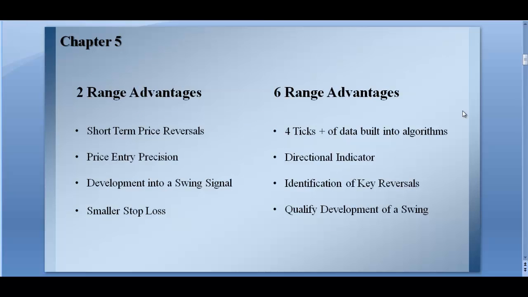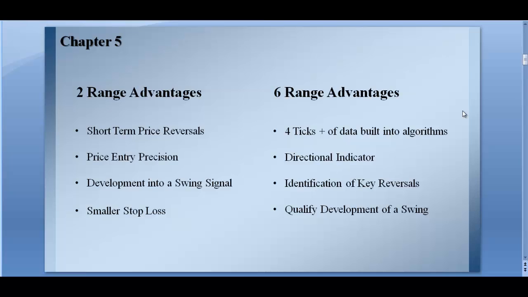Our two charts of interest today will be the 2 range advantages and the 6 range advantages. In front of us, we'll be using the 2 range, the short-term price reversals, the price entry precision, development into a swing signal, and the smaller stop loss. The 2 range will turn and counter turn the market a lot faster than the 6 range, and you will be able to get better entries to minimize that stop loss. Again, we apply the stop loss at the high of the entry candle plus 3 ticks.